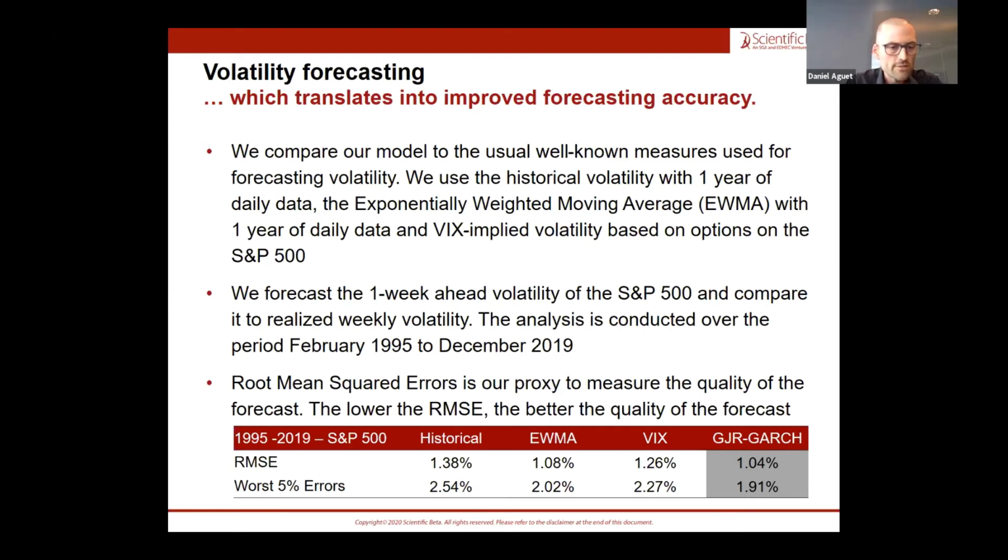So what you see in the table on the slide is that the asymmetric GARCH model that we use allows us to reduce the root mean square error. So we have a better forecasting accuracy compared to other models. And what is interesting is that when you look at the worst 5% errors, which are the kind of extreme errors that you can make in terms of forecasting, we are also better than the other models. So we are not only better on average, but also when we look at extreme volatility.